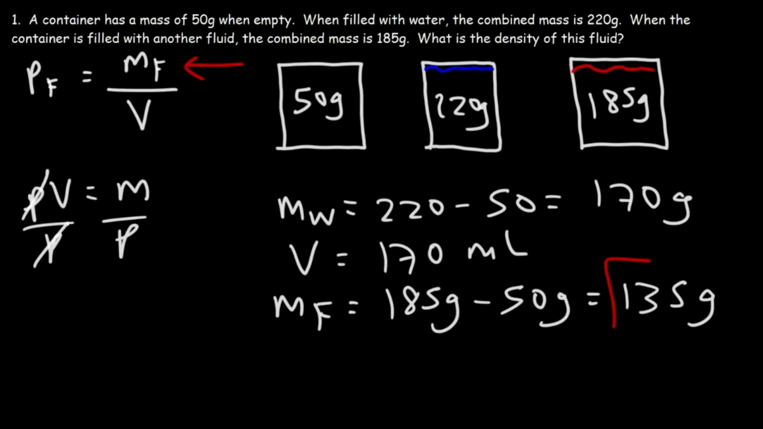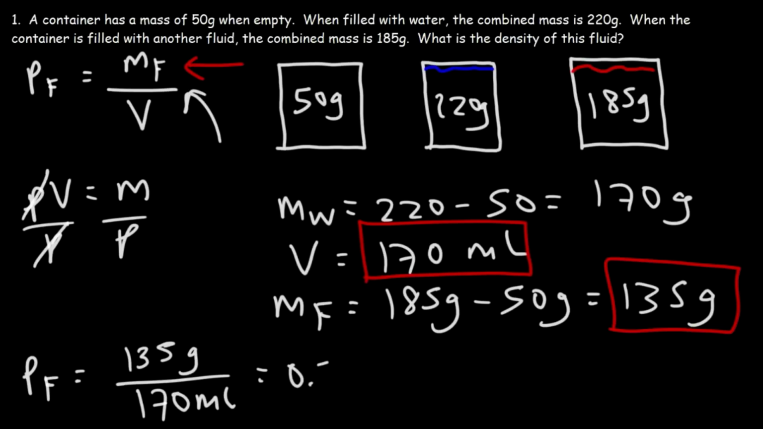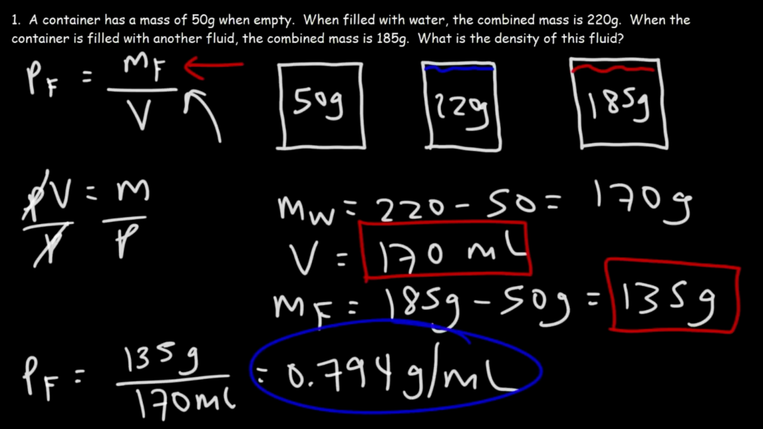So now that we have the mass of the fluid and the volume of the empty bottle, we can calculate the density of the fluid. It's going to be the mass, using this formula, 135 grams divided by the volume of 170 milliliters. 135 divided by 170 is 0.794 grams per milliliter. So this is the density of the fluid in these units.